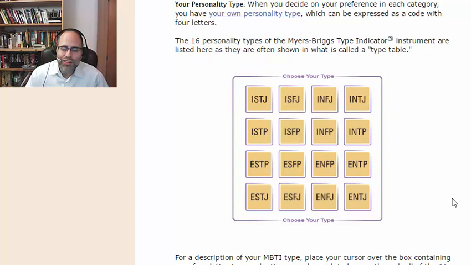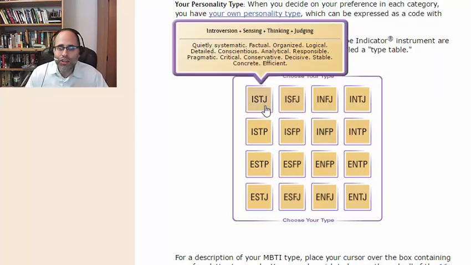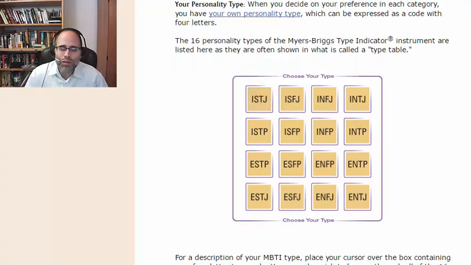And these are just some very brief words that describe or indicate some of these personality types. For example, let's say the ISTJ is somebody who's introverted, sensing, thinking, and judging. And that person is described as quietly systematic, factual, organized, logical, detailed, conscientious. It doesn't mean necessarily that they're all of these things, but these are things that generally indicate the ISTJ. I know personally I've always kind of not been sure, as I mentioned, whether I'm an INTJ or an INTP.